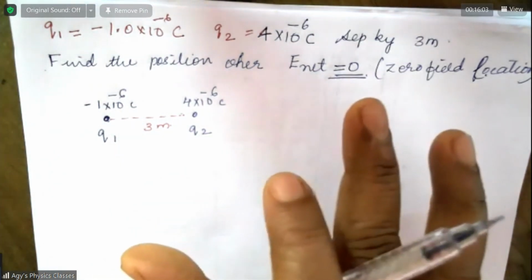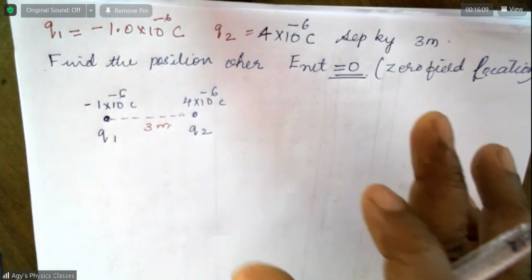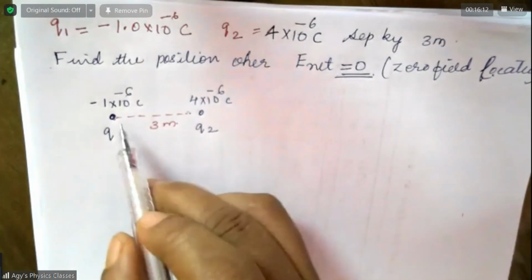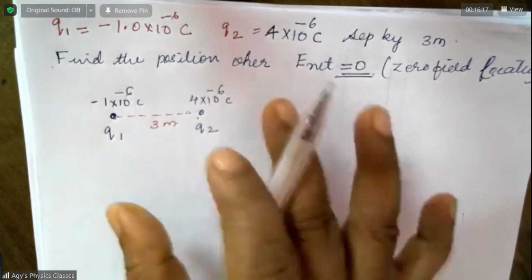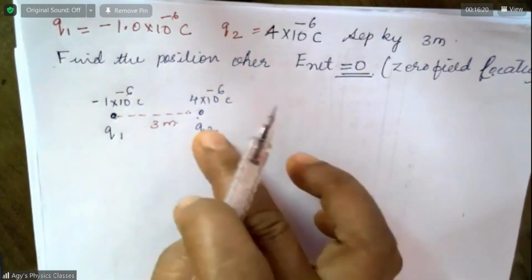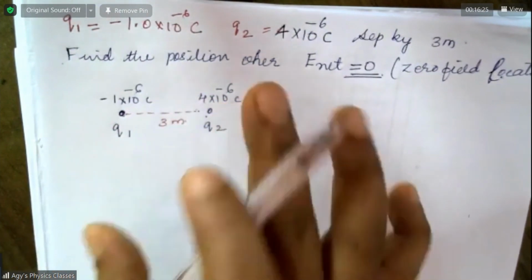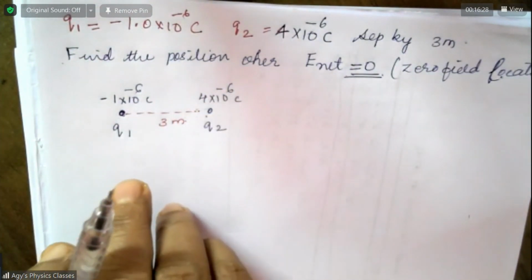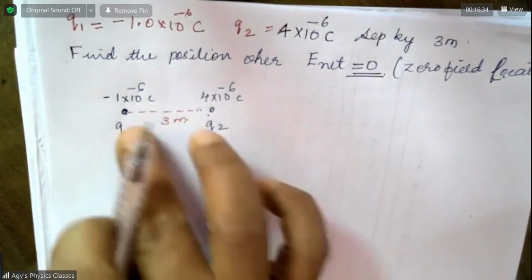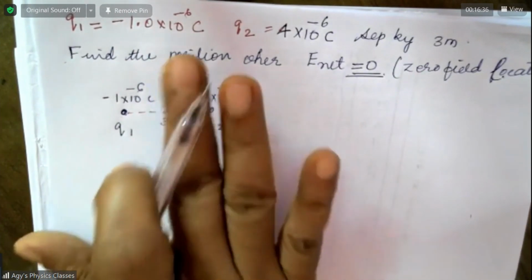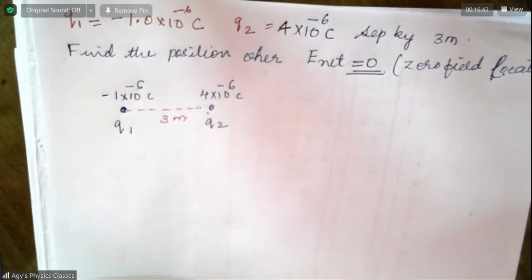Did you understand? Okay, see, you are given 2 charges. You have to find an exact position, so many meters from this charge or this charge, where, when you add the electric fields, you get 0. Earlier, we found how to calculate the net electric field. Now, when you calculate the net electric field, you should get an answer of 0. This is an important question.